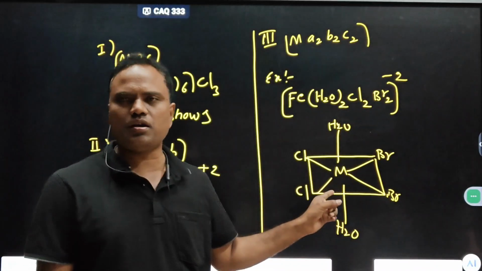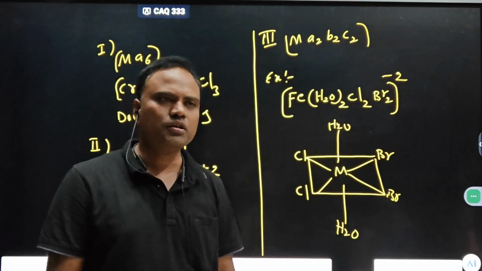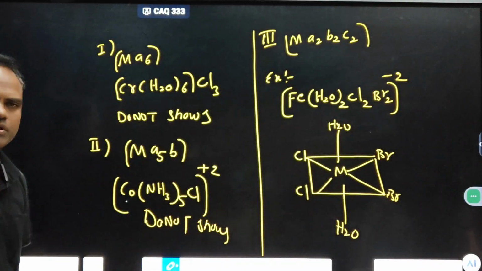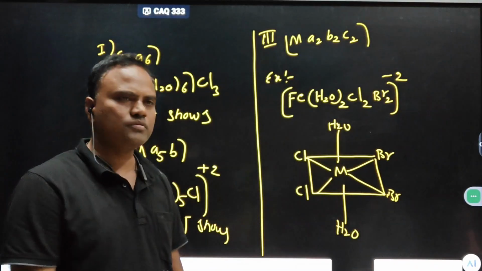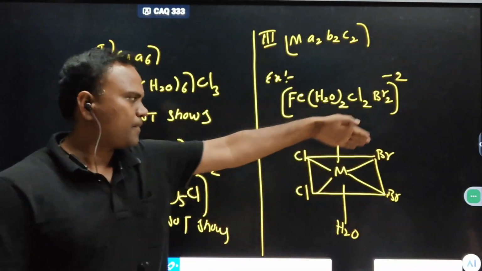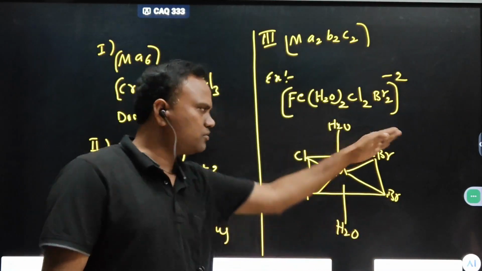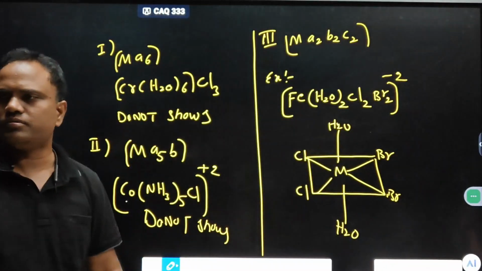Here two chlorines are cis or not? 90 degrees. Here two chlorines are at 90 degrees with respect to halogen atoms. Cis form. Trans form means 180 degrees. Put bromine this side, put chlorine this side. Two chlorines are opposite, two bromines are opposite. Okay?